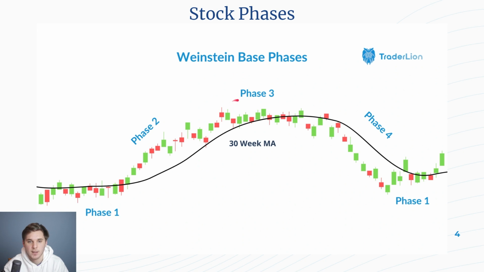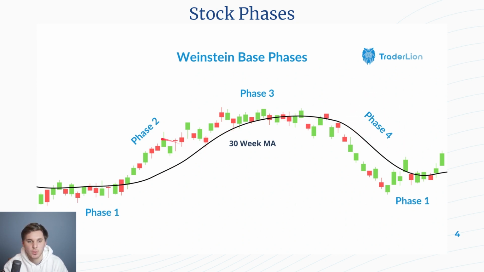Phase 3 is a topping phase where this line starts to flatten again and we oscillate back and forth. And a phase 4 is when the stock begins to decline below a declining 30-week MA. So a phase 3 can turn into another phase 2 if this takes off and the MA starts to curl up once again, or it can transition to a phase 4 as we see right here.